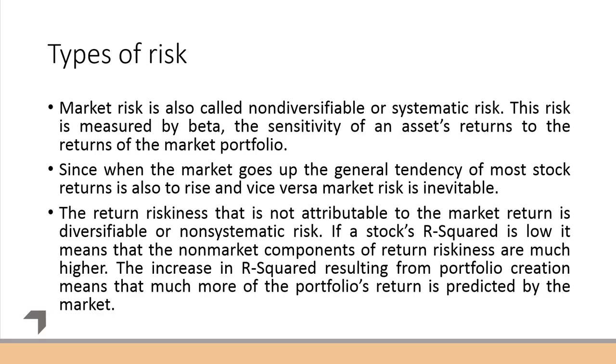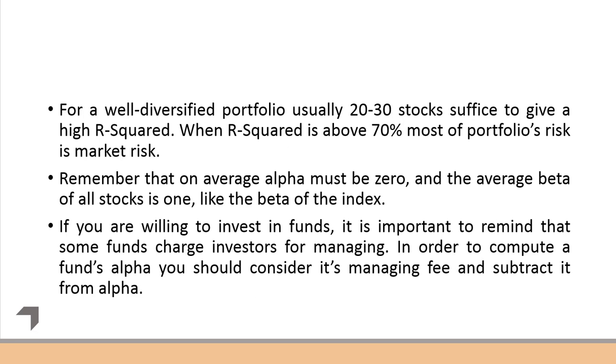The increase in R-squared resulting from portfolio creation means that much more of the portfolio's return is predicted by the market, and this is good. You lower the risk by making a portfolio. For a well-diversified portfolio, usually 20 to 30 stocks suffice to give a high R-squared. When R-squared is above 70%, most of the portfolio's risk is market risk.